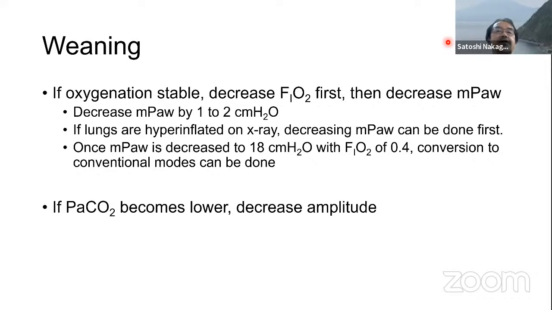Once the mean airway pressure is decreased to 18 to 20 centimeters of water, and FiO2 is around 0.4 or 0.5, we consider the conversion from HFO to conventional mechanical ventilation. If the PaCO2 becomes lower than 40 millimeters of mercury, we decrease the amplitude.